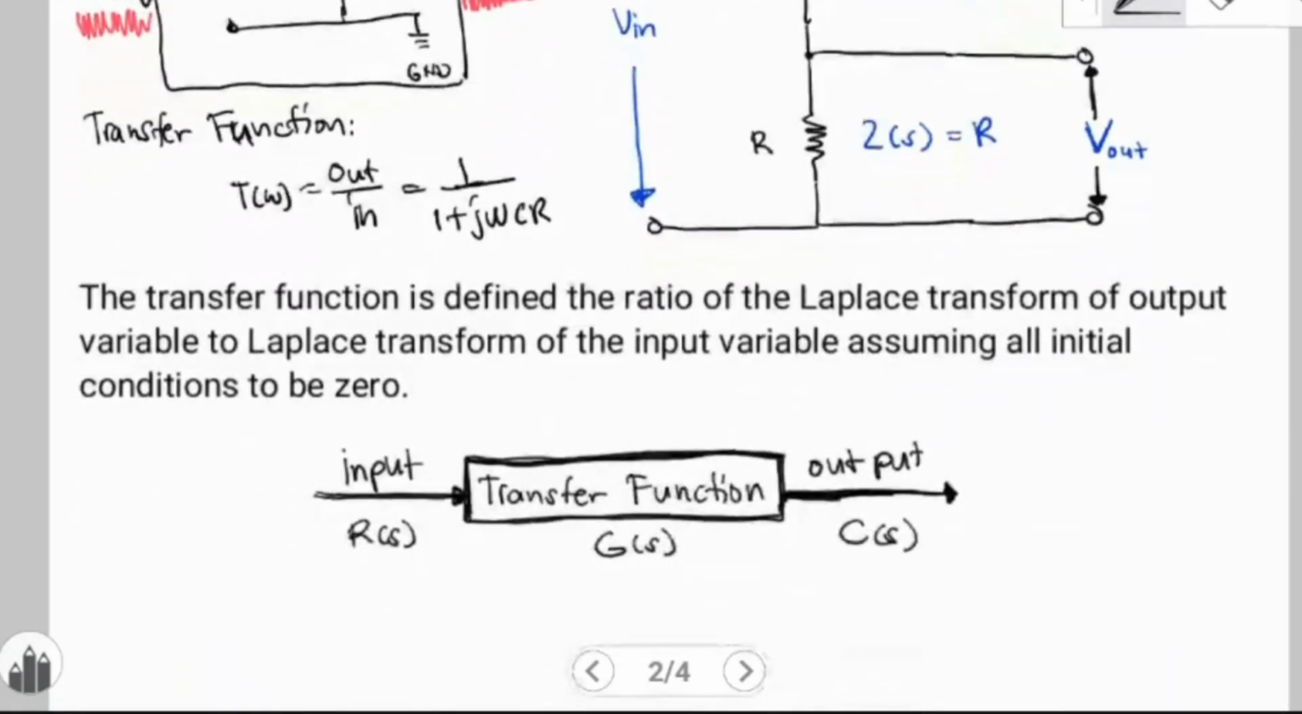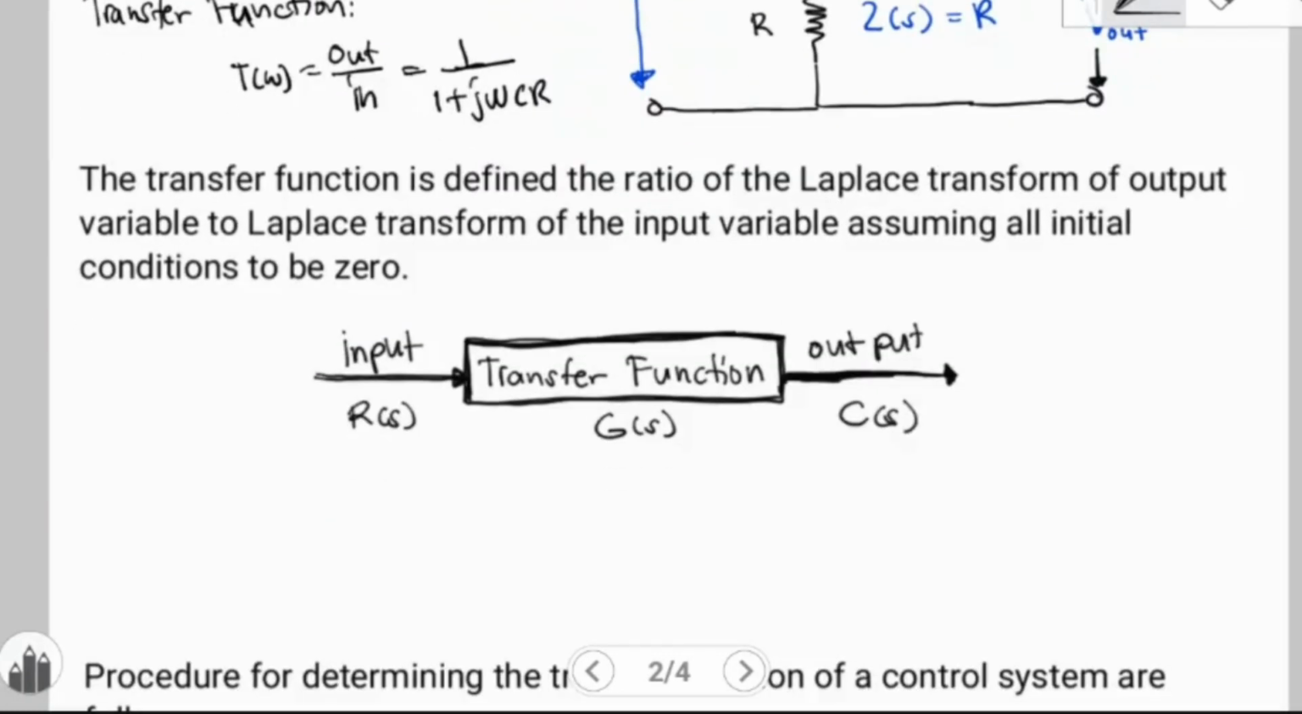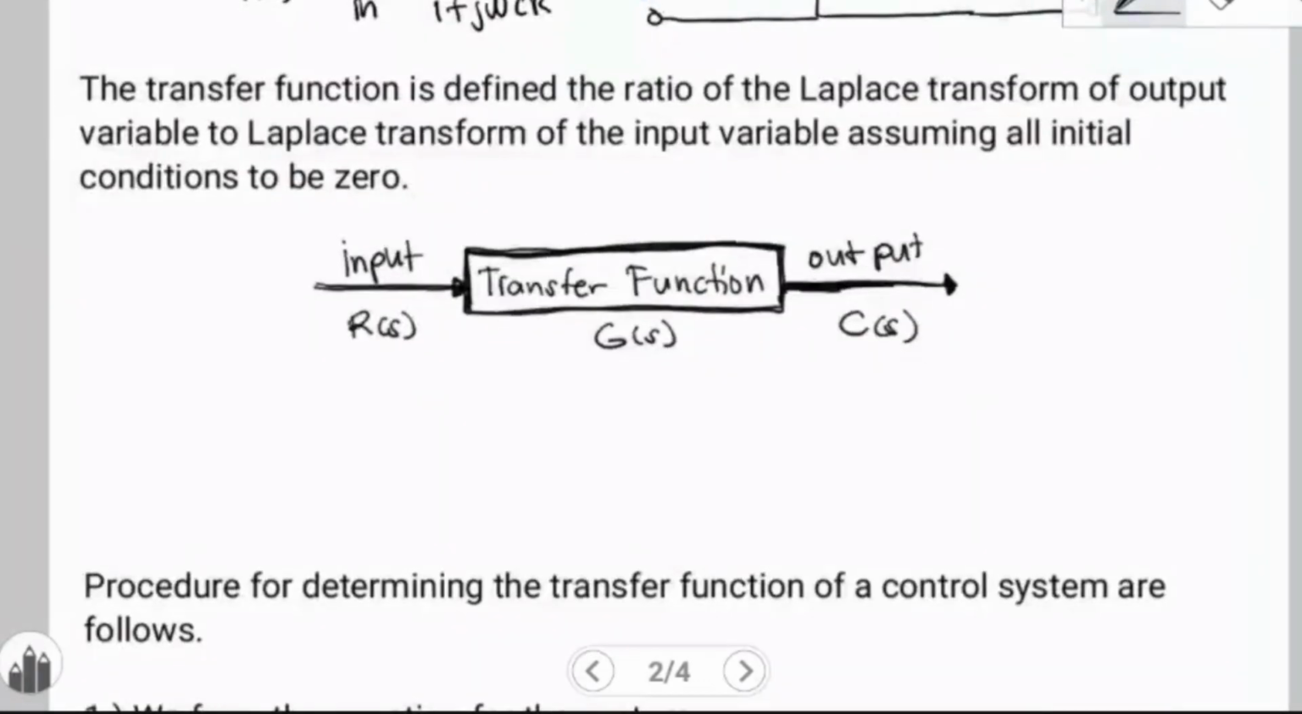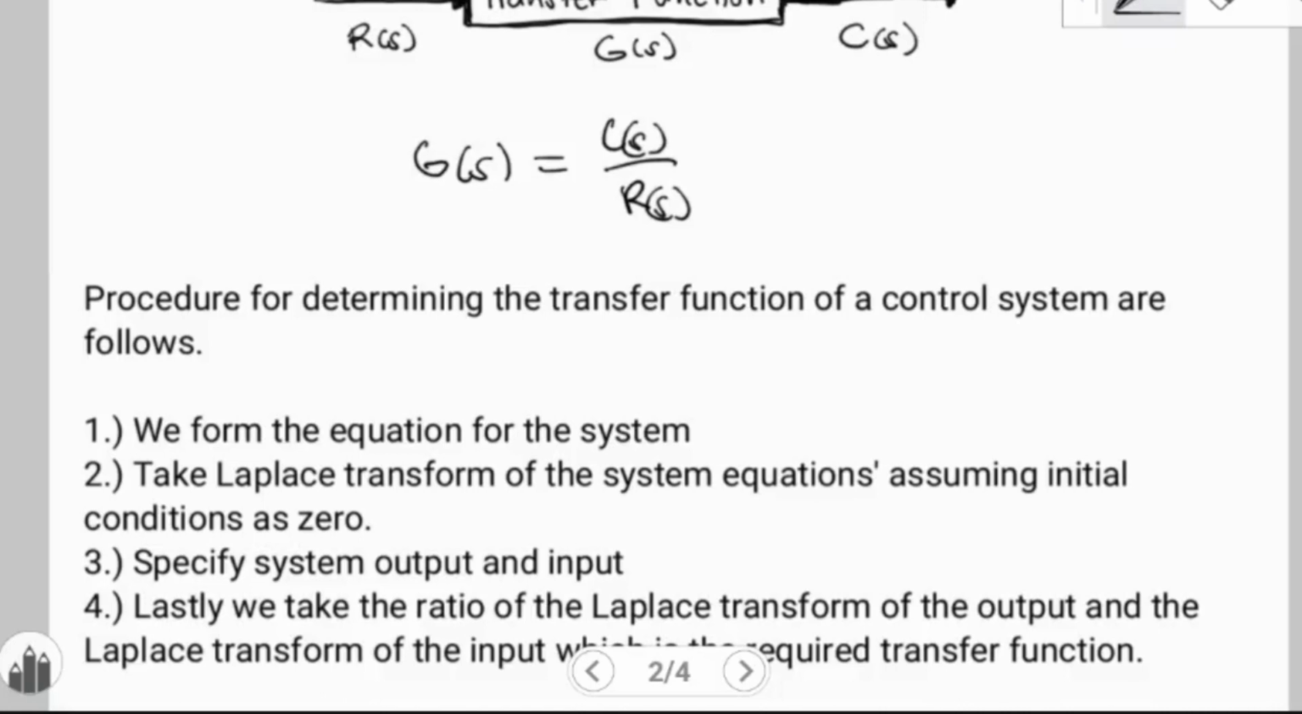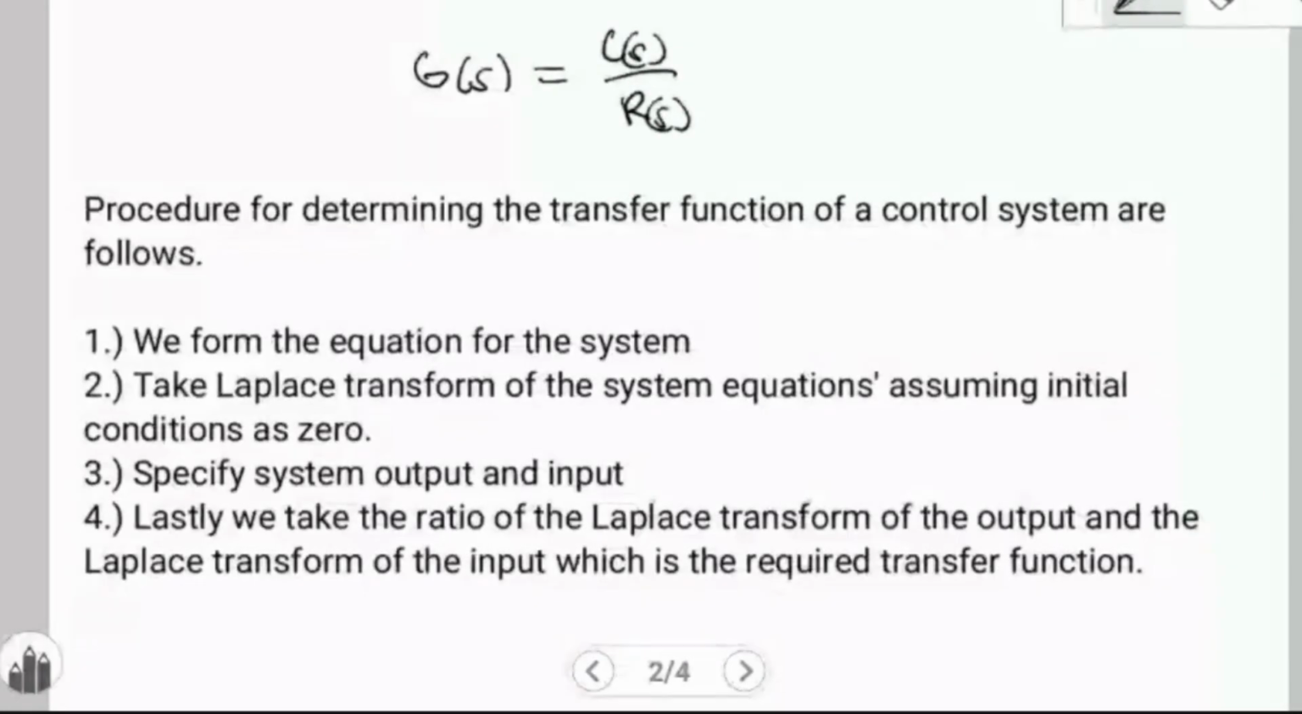The transfer function is defined as the ratio of the Laplace transform of the output variable to the Laplace transform of the input variable, assuming all initial conditions to be 0. For example, we place the input, then we have the output. The input is R(s), then the output is C(s). The idea is to find the transfer function, G(s) equals C(s) over R(s).